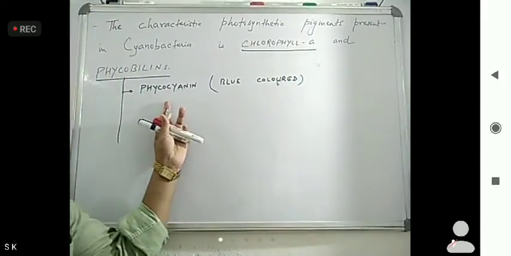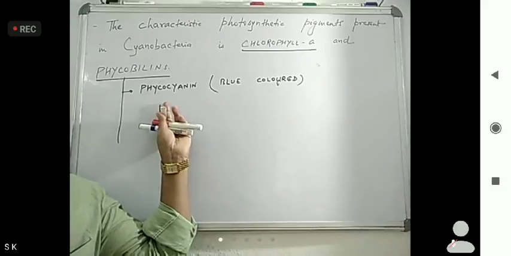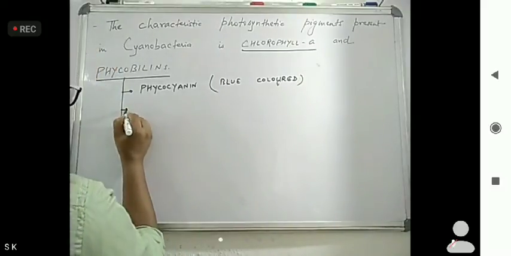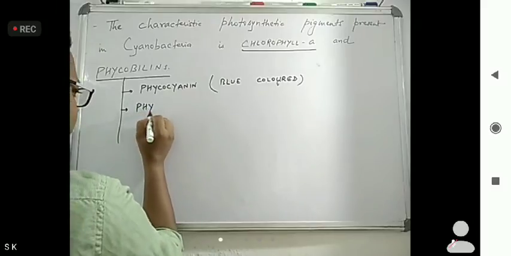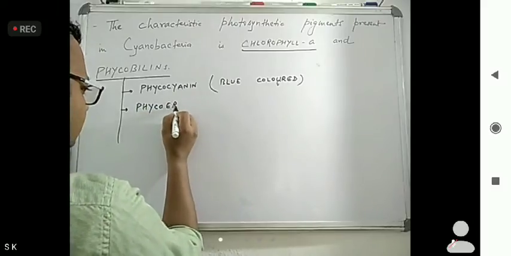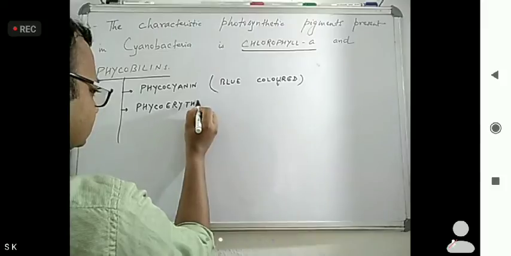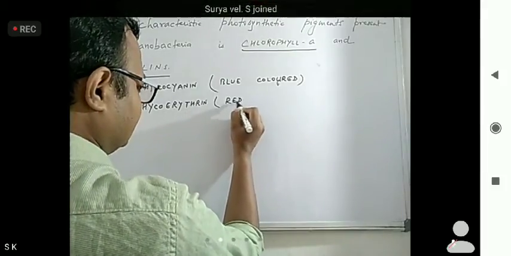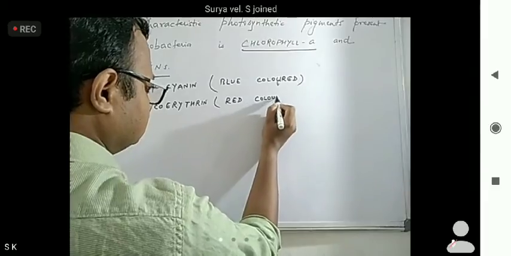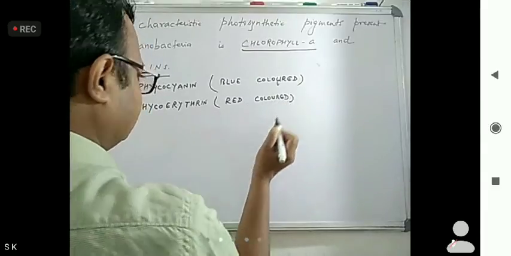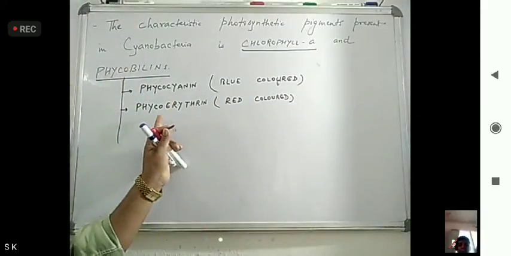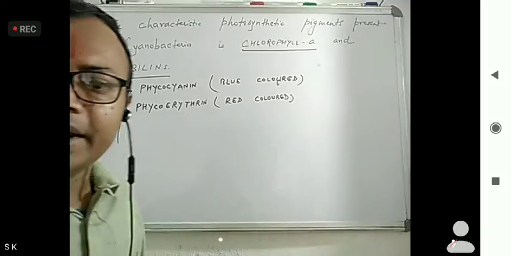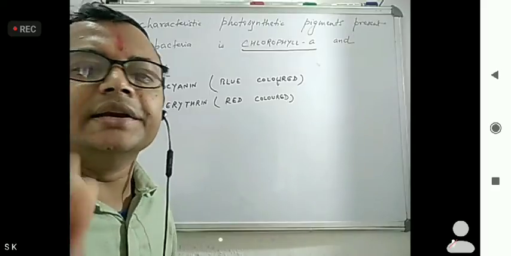Okay, phycocyanin as phycobilins, then what will it give? Blue colored. Now, phycoerythrin provides red colored. Okay, phycocyanin blue colored, phycoerythrin red colored, and yellow phycocyanin.